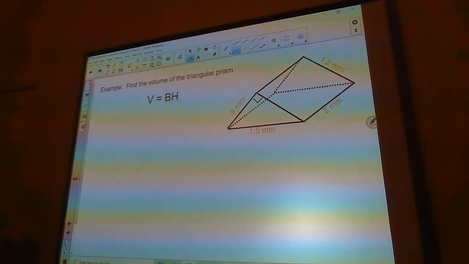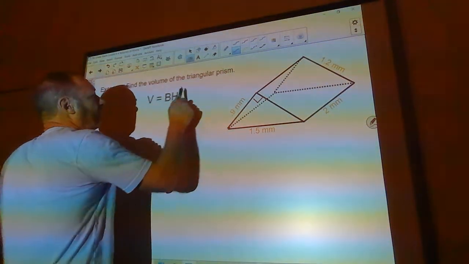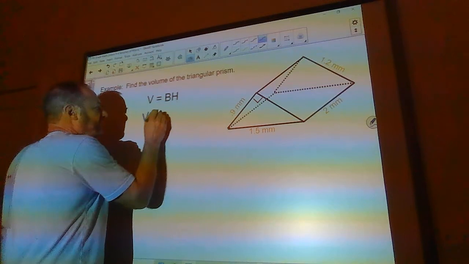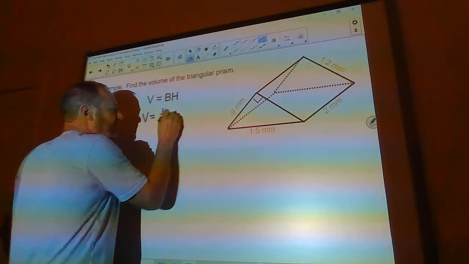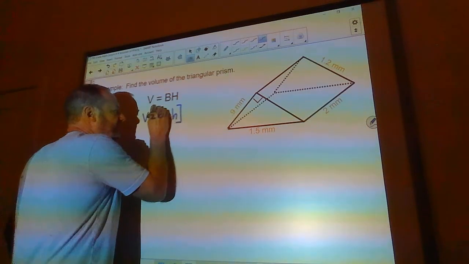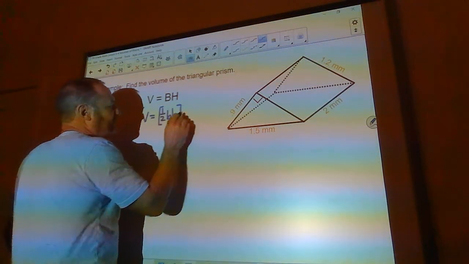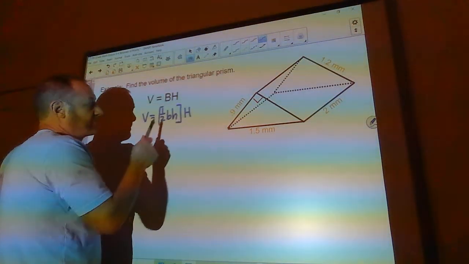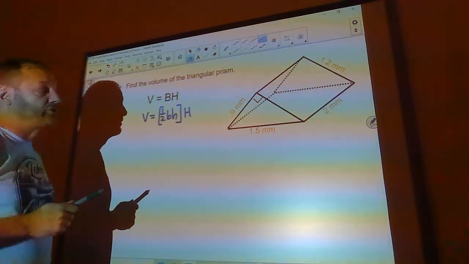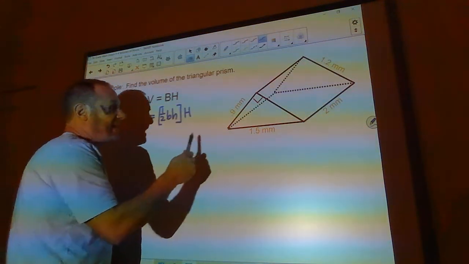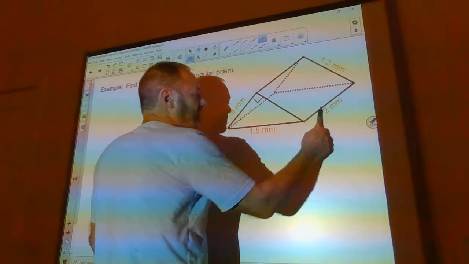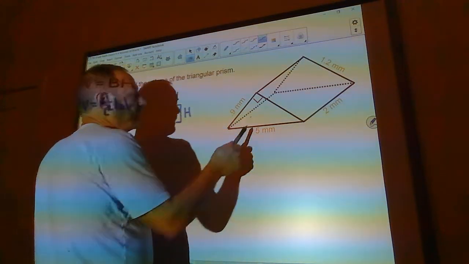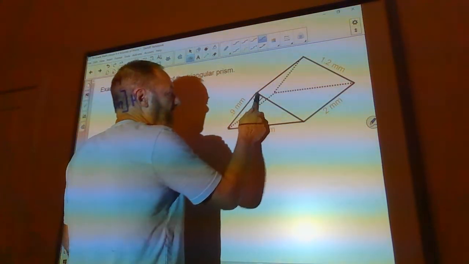Okay, a triangular prism. Again, it's the same general formula, except that this time the base is a triangle. So instead of B, we're going to put in 1/2 b times h. That's the capital B, that's the area of the base, times H. Now, you'll notice that I've got a capital H and a small h. The reason I have those is those are two different things. The capital H is the height of the prism. That's the distance between the two bases. The little h is the height of the base. So that would be this right here.